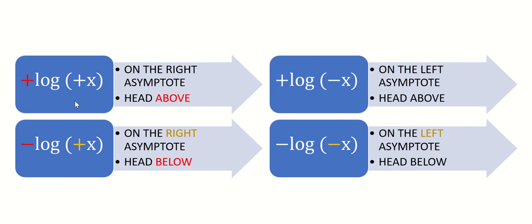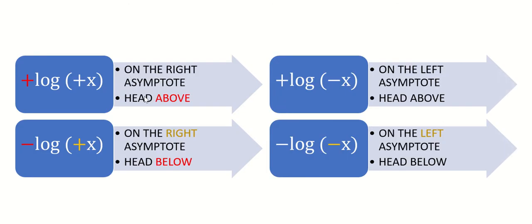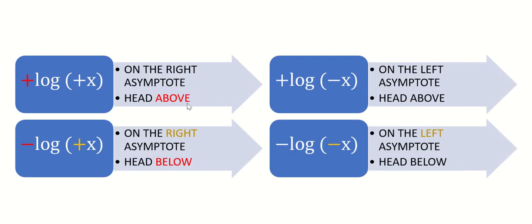So students, what you can do is compare this logarithm with this exponential. Here we are talking about above asymptote, head right. And here we have right asymptote and head above. From here you can see that when we talk about exponential and logarithm, they will exchange their characteristics. Here, above asymptote, head right; and here we have right asymptote and head above.